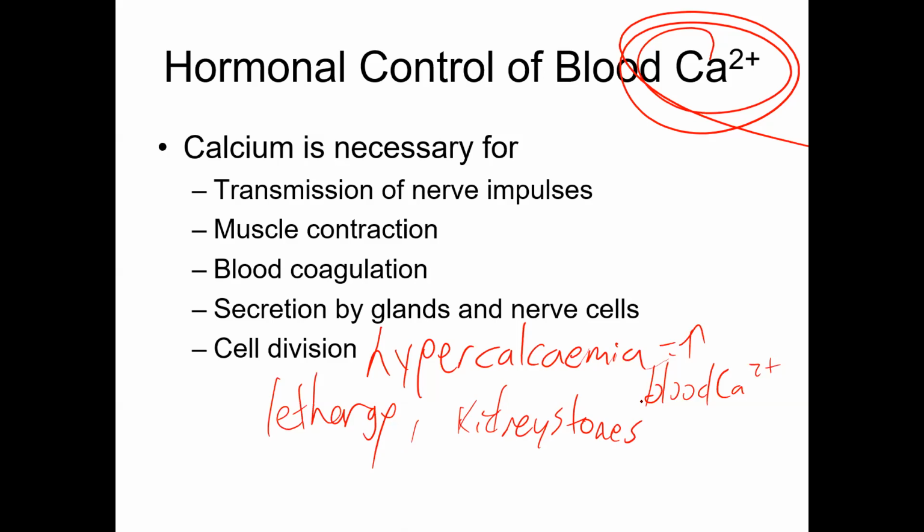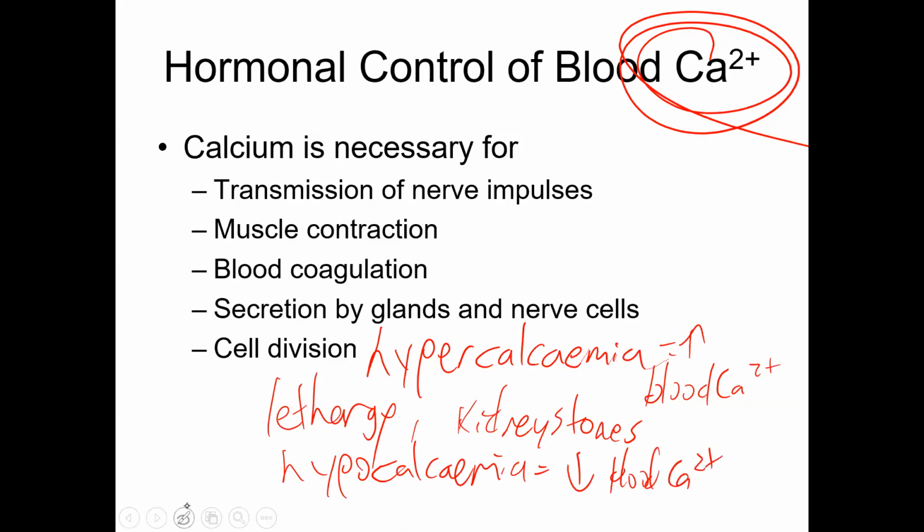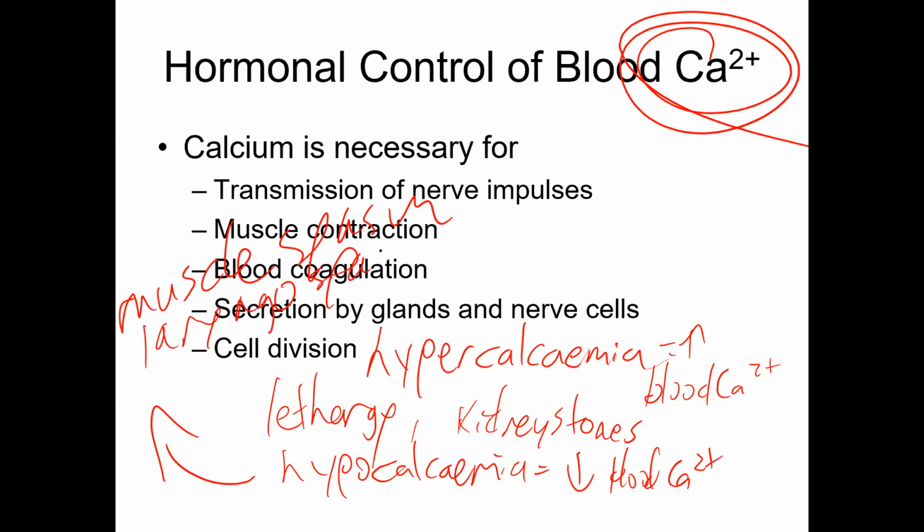That sucks, right? Now let's talk about hypocalcemia. Hypocalcemia is not enough blood calcium. Your symptoms of hypocalcemia are going to be muscle spasm. That's going to suck. Your muscles are going to contract in places without your consent. Eventually, this will lead to laryngospasm, which is spasm of the muscles in your throat, and that, of course, will progress to your death.